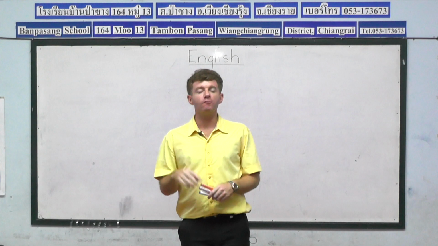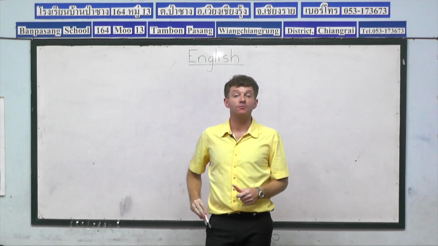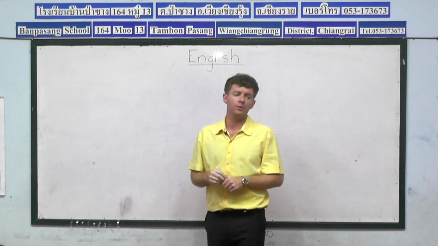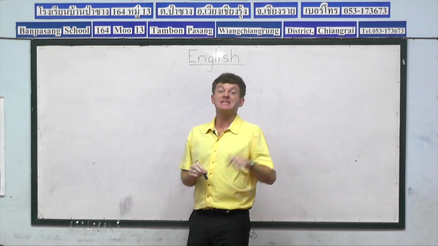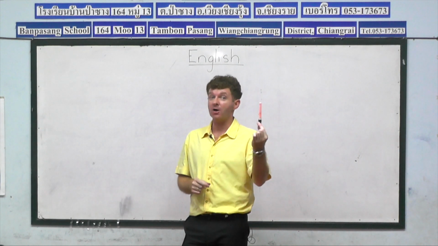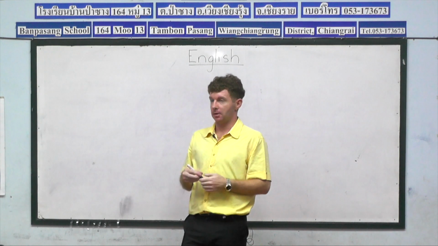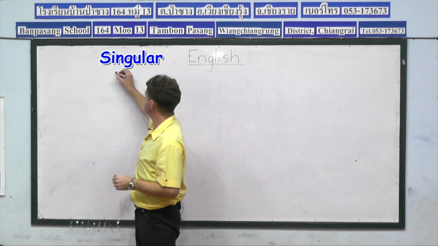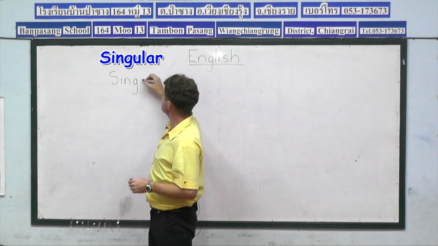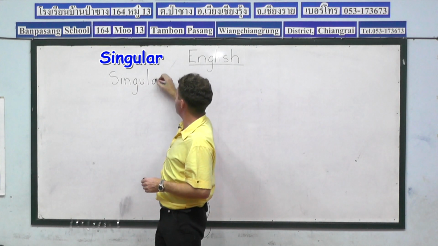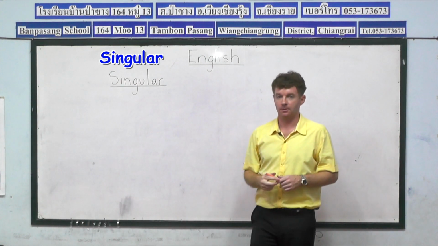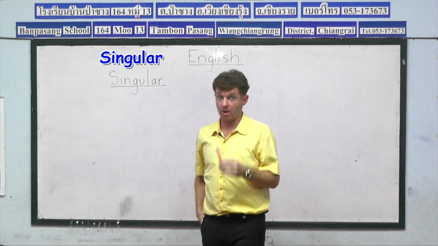Okay, so who can remember in English class we've been learning recently, if we have one object, what do we call it? Singular. Excellent. If we have one of something, like a marker pen, it's singular. How do we spell singular, guys? S-I-N-G-U-L-A-R. Singular. For example, one marker pen.